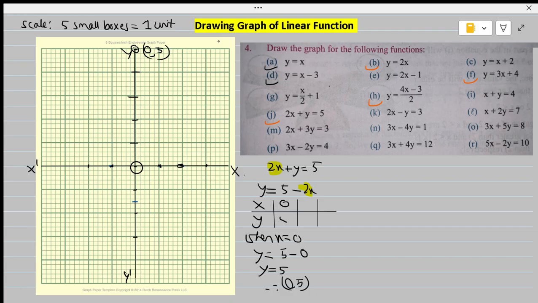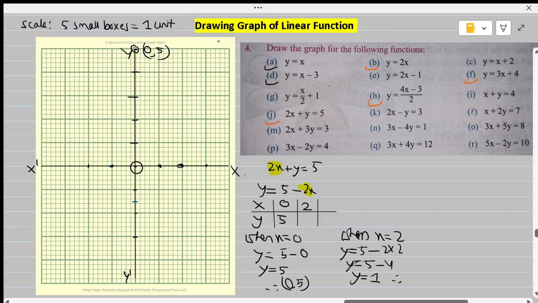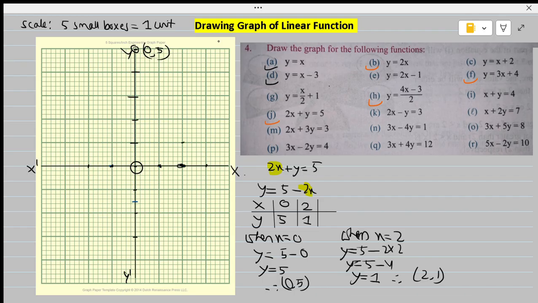Now let's go for another point. Let's take x equal to 2, so y equals 5 minus 2 into 2, so y equals 5 minus 4, and you get y equal to 1. Therefore when we keep x as 2, we get y as 1, so the point is 2 comma 1. Let's fill it. 2 is here and 1 step above. So this point is 2 comma 1.